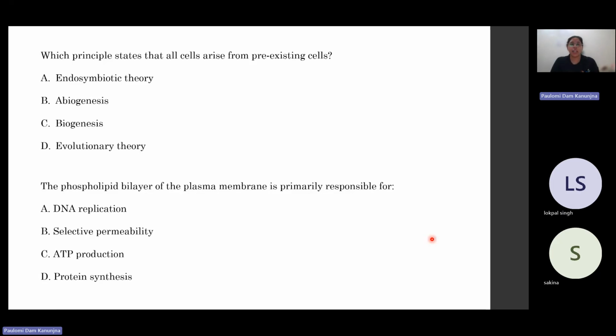Okay, right. So, like I said, I will cover all the questions, all the topics that are part of the week. So let's begin with this, which is basically covering the first module, just so you can revise. The first one says which principle states all cells arise from pre-existing cells, and the second one says the phospholipid bilayer of the plasma membrane is responsible for what? So there's a characteristic of the plasma membrane, and what is that?